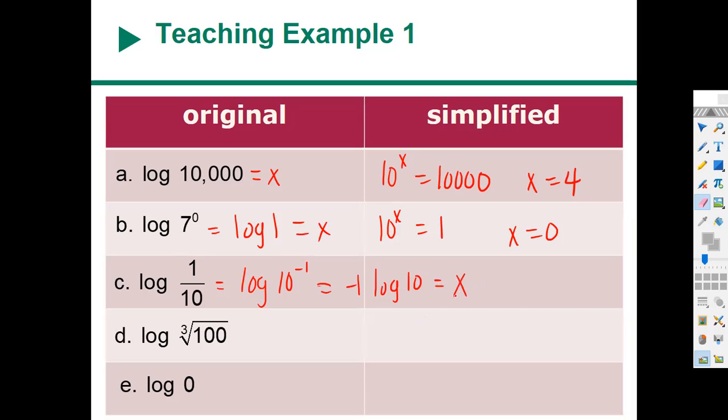Which equals x. So what would this simplify down to? That gives us 10, so our base is 10. And then our x in this case would be positive or negative? It would have to be a negative. So 10 to the -1. That's how it can be written.